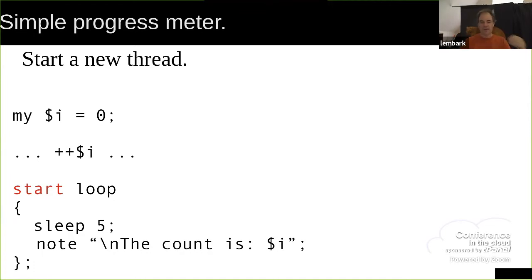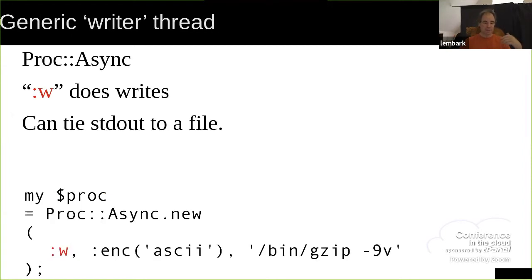So Raku makes this a lot easier. We're done here. I mean, this is the core of it. If I want to have a generic writer thread, we've all had, again, the fork exec that opens standard in for gzip and writes out a bunch of gzipped output to a file.